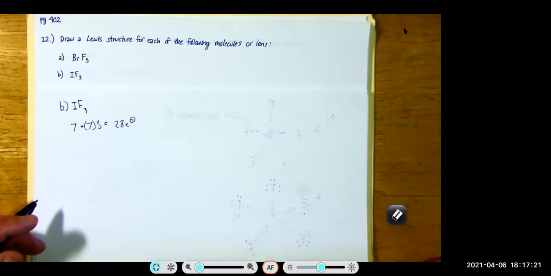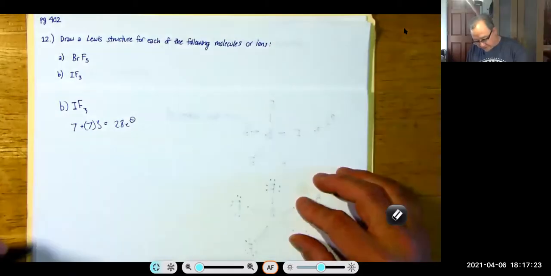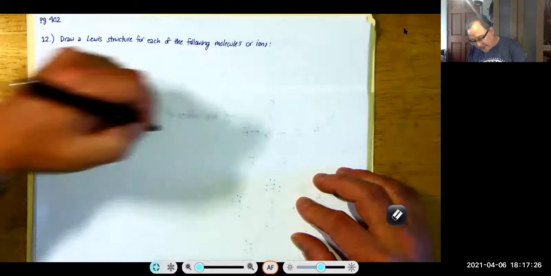So here, which one are we going to choose as the central atom? We're going to put iodine in the middle.